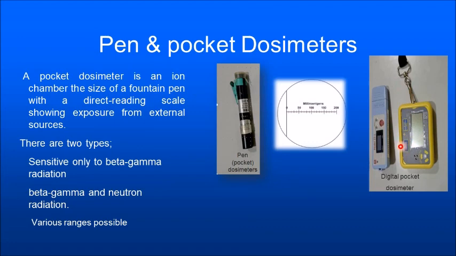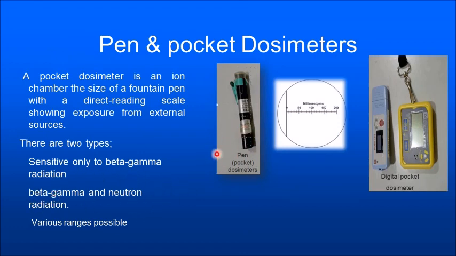You can also look for one with an audio alarm, so that sometimes it is nice to have a dosimeter with audio, so that you don't need to keep looking at it. You take it to the place. If there is radiation, it will give you an alarm. There are two types of pocket dosimeter. One is sensitive only to beta gamma radiation, and the other one is beta gamma and neutron radiation.